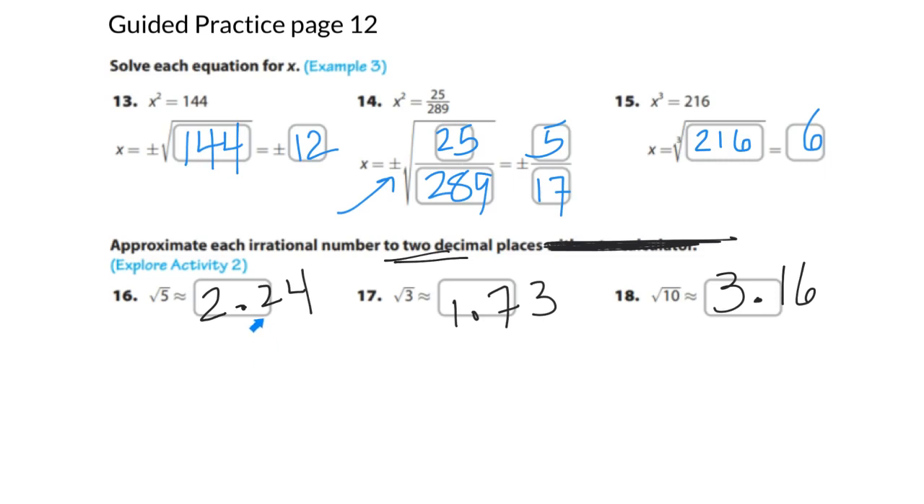Okay, so the square root of 5 is approximately, this means approximately, 2 and 24 hundredths, 2 decimal places. Square root of 3 is approximately 1 and 73 hundredths, 2 decimal places. The square root of 10 is 3 and 16 hundredths, 2 decimal places. I do expect you to say these decimal numbers correctly. This is not 1.73. Oh no. It's 1 and 73 hundredths.